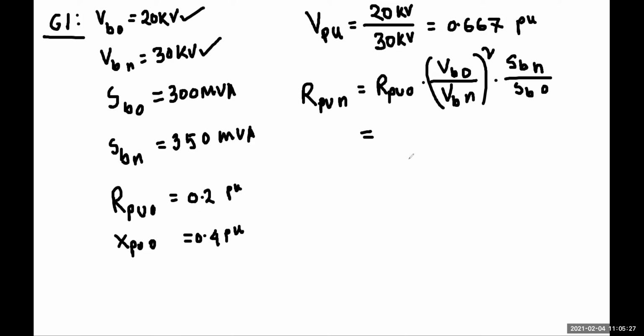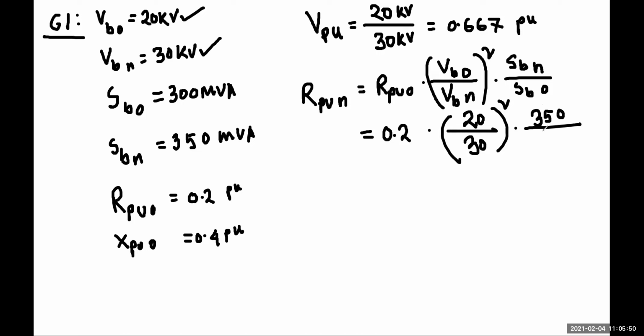R per unit old is how much? 0.2. Then V base old is how much? 20. V base new is how much? 30 kilovolt. Since both of them are kV, you do not have to worry about the units, right? Then S base, how much? New, 350. Good. And old is 300, right? If I use a calculator, then how much you got? 0.2 into 20 divided by 30 whole square into 350 divided by 300, right?